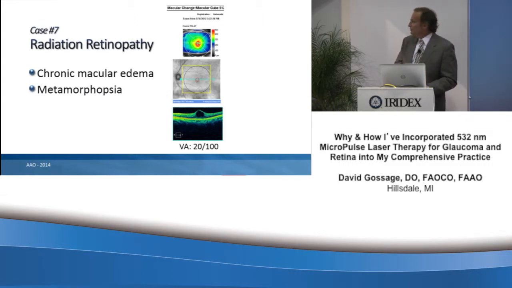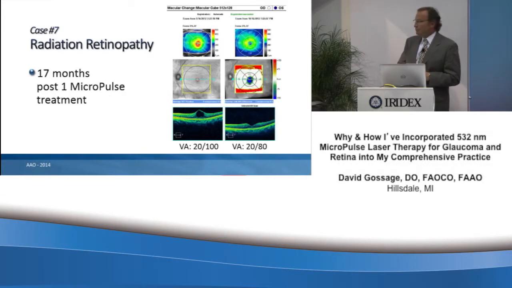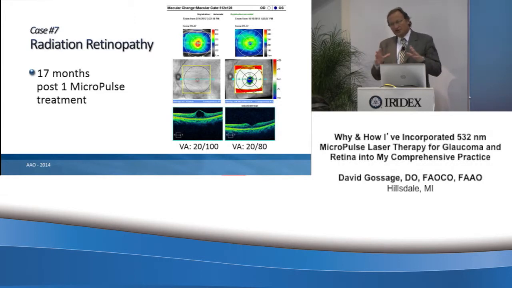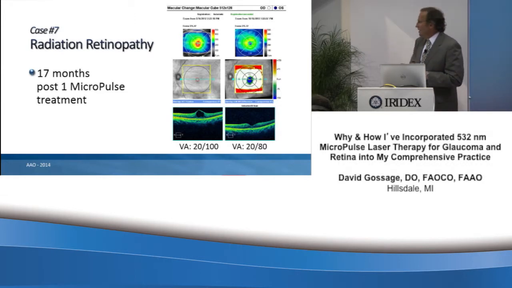And so in his case, we went ahead and treated him. And at 17 months, just after one MicroPulse treatment, his vision improved from 20/100 to 20/80 with resolution of the edema, and that's all he's had, just one treatment, and he was done. Now his visual acuity remains at 20/80, and that's mostly due to foveal ischemia. If you look at his fluorescein angiogram, his FAZ is much larger due to the previous radiation, and so visual acuity is going to stay about 20/80, but he was very, very happy that it got rid of the metamorphopsia that he was having.